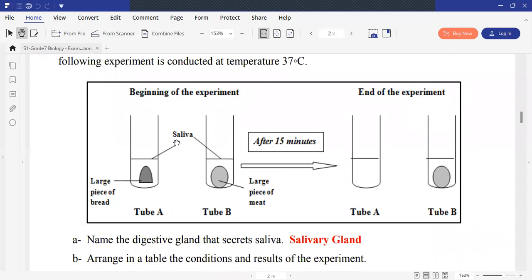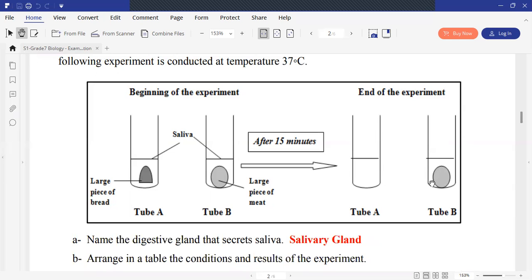Both of them have saliva. One of them contains a large piece of meat, and the second contains a large piece of bread. If I asked you what is the variable factor, meaning what is the difference between the two tubes? Tube A contains bread, while tube B contains meat. So the type of food. Duration is 15 minutes and the temperature is 37. After 15 minutes, tube A becomes clear. So the piece of bread is digested, while in tube B, the piece of meat remains the same.